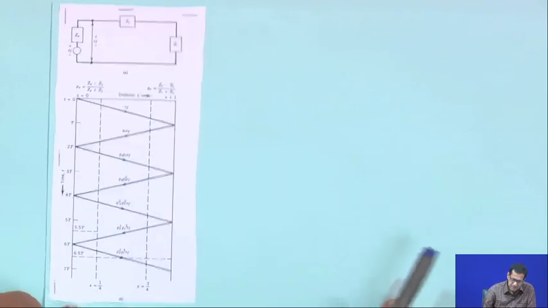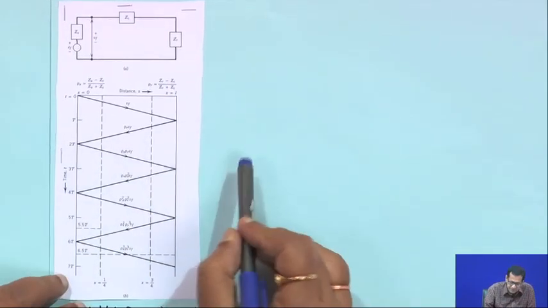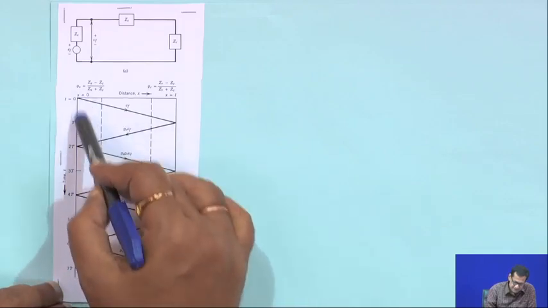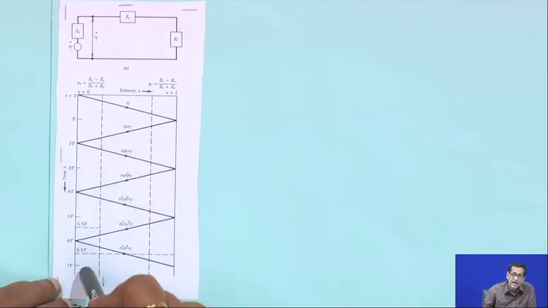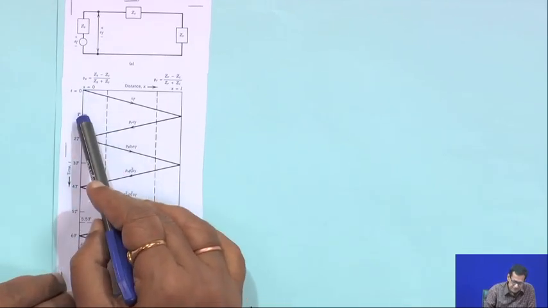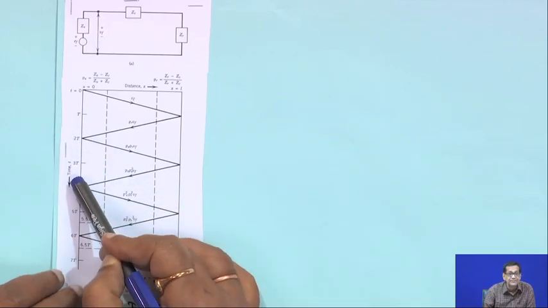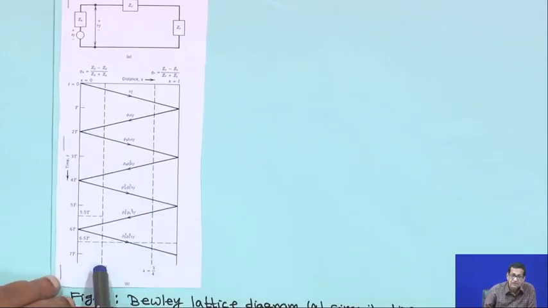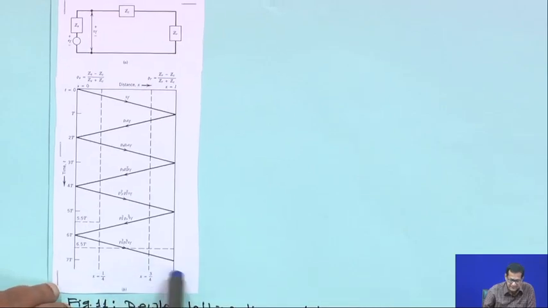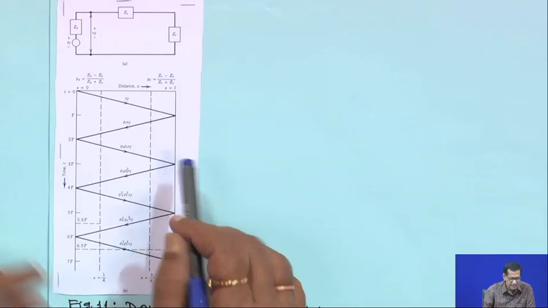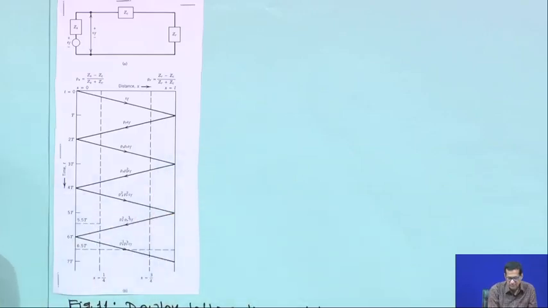Now, first if you look into this diagram, you see how the lattice diagram is drawn. On this side is time, t equal to 0, capital T, 2T, 3T, 4T and so on, and on this side is distance. Now, at any instant we can find out what the voltage will be.